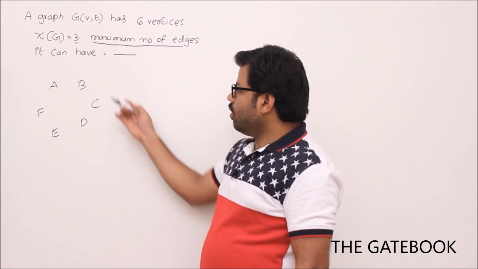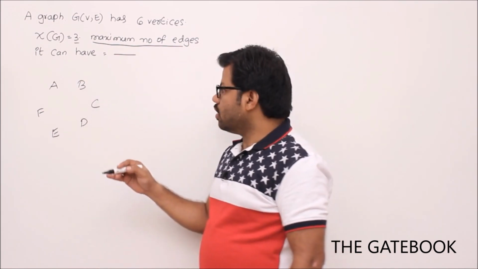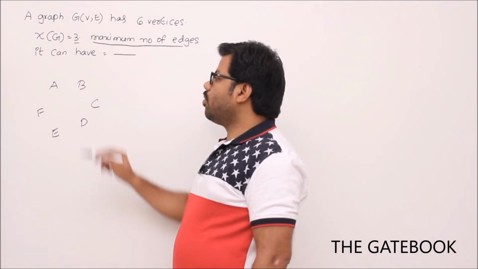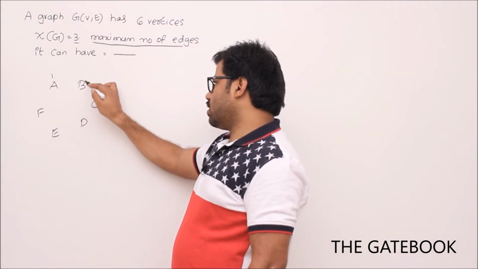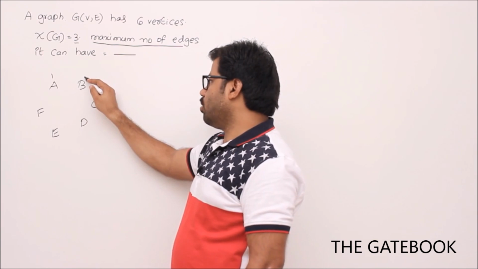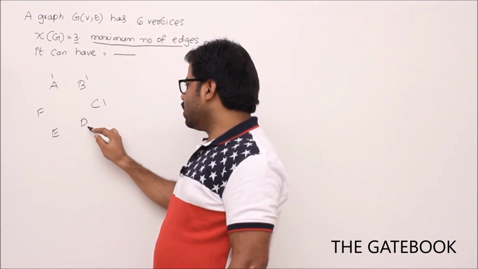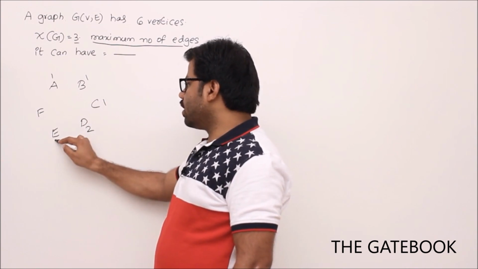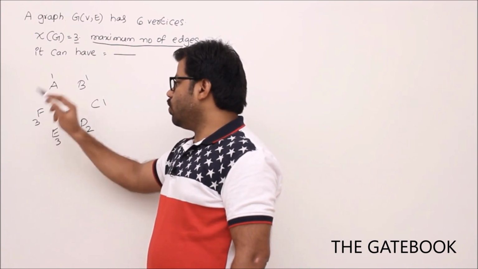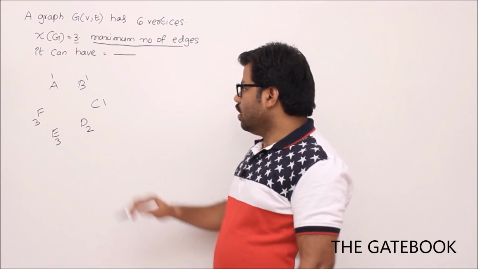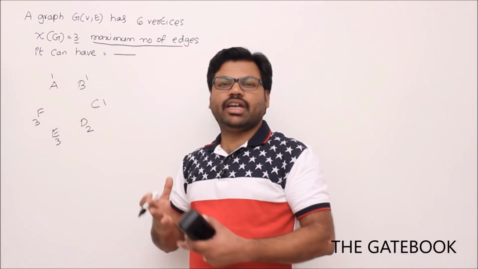Then, whatever way you color this one, at least 3 colors are required. Let me color this graph with 3 colors. Just a possibility I am talking about. Let's say 1, 1, 1: I give color 1 to 3 vertices, color 2 to 1 vertex, and color 3 to, let's say, 2 vertices. Okay. Then in such a graph, how many maximum edges can we have?